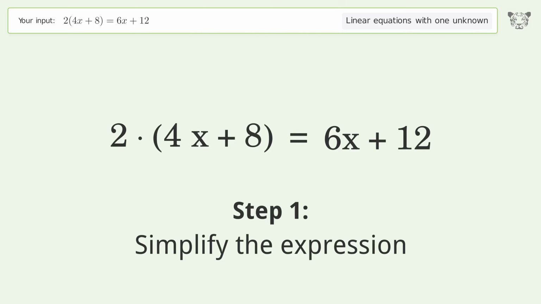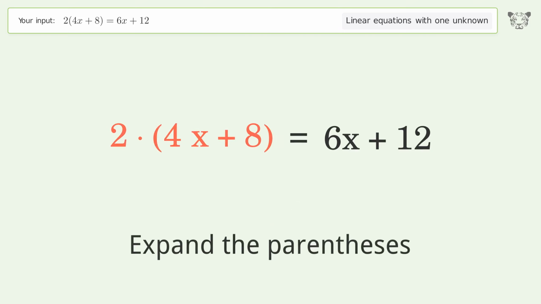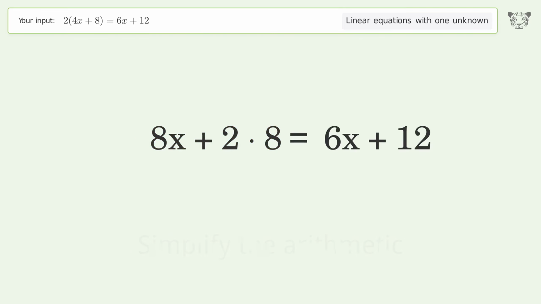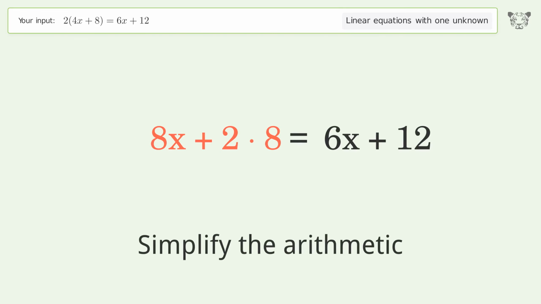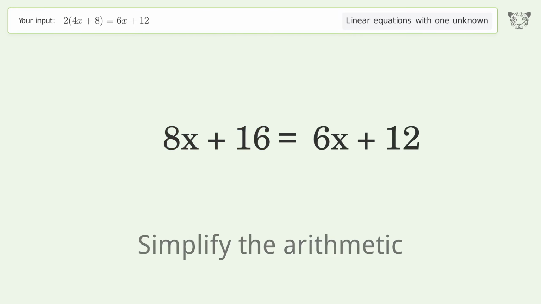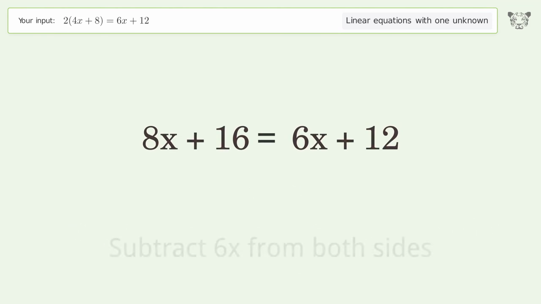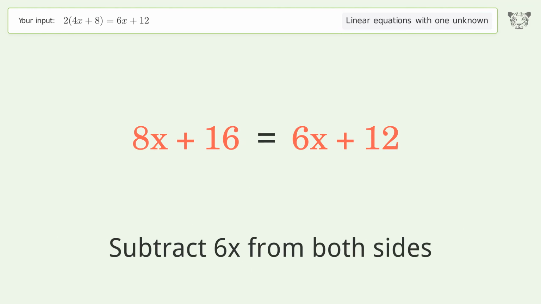Simplify the expression. Expand the parentheses. Multiply the coefficients. Simplify the arithmetic. Group all x terms on the left side of the equation. Subtract 6x from both sides.